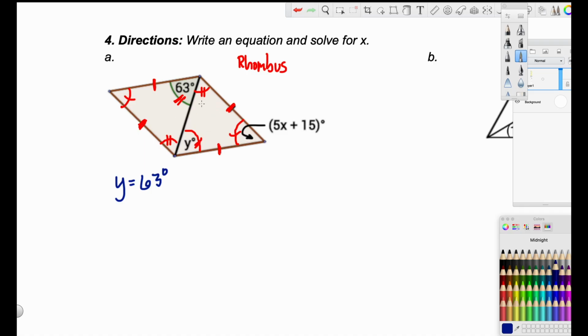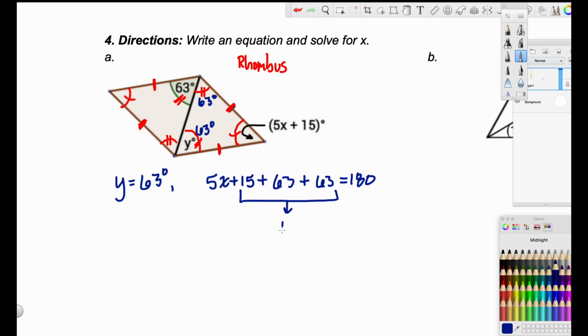So if this angle is 63 and this angle is 63, we know the sum of the interior angles in a triangle are 180. So we can write an equation to solve for x. Okay, let's combine these terms here. 63 and 63 is 126, plus 15 is 141. So that's 141.